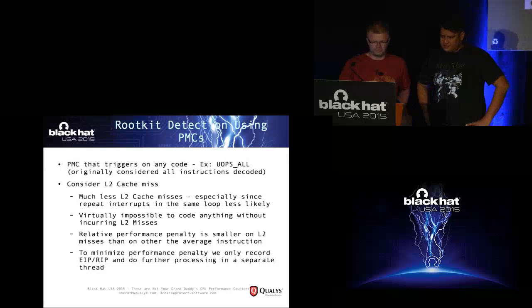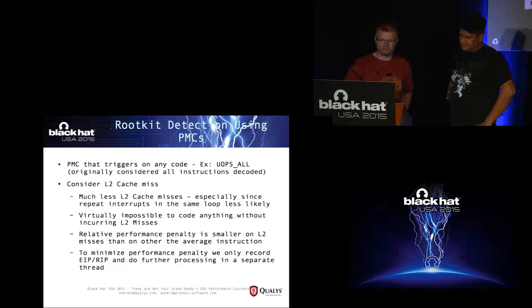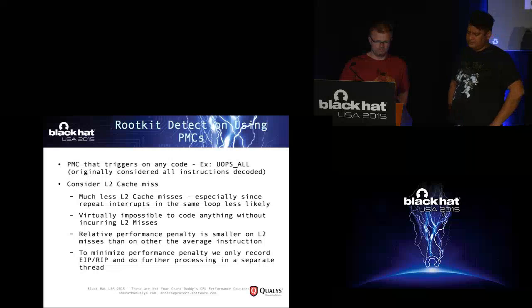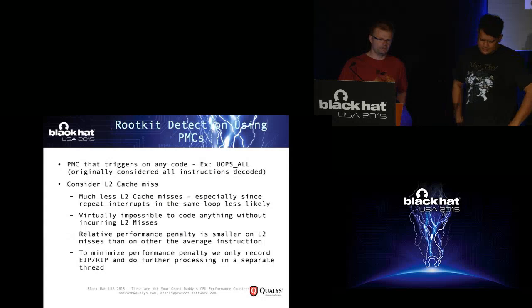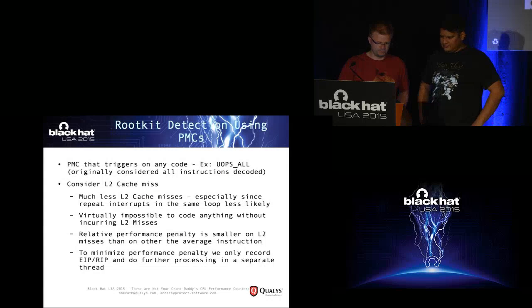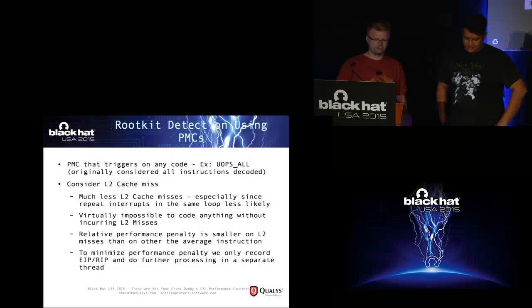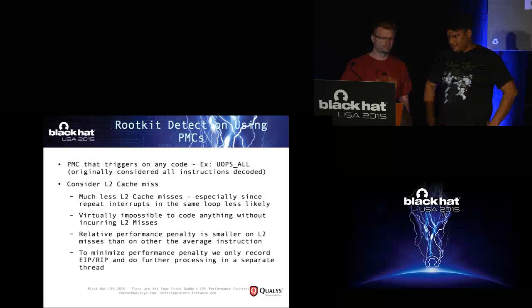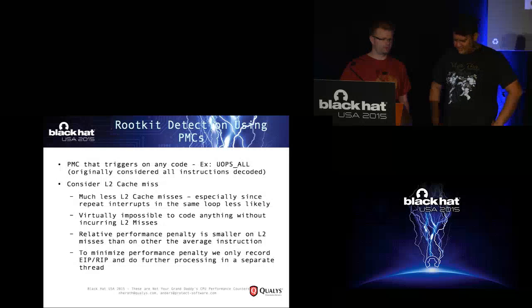So a practical implementation: first we thought of all micro-ops, which just hits too often. We also tried instructions retired, which triggers a bit less. But we ended up using L2 cache misses. This is because they're much rarer than instructions retired, but it's virtually impossible to avoid triggering L2 cache misses at some point. And also, the relative performance penalty for using L2 cache misses versus other things is that in loops, the cache will be loaded and we don't see the loop twice in the performance counting.